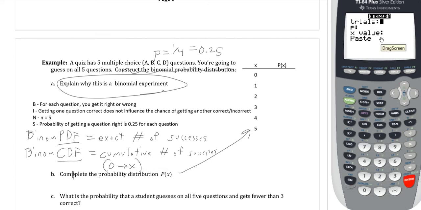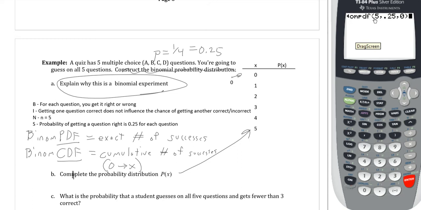So Binompdf. When you open Binompdf, you probably have the wizard. If you do not have the wizard, you're going to follow the same 3 prompts, but just put commas in the middle. So first, put the number of trials. In this case, we have 5 questions, so we have 5 trials. The probability of success for each, which is P, is 0.25. And the X value is going to be how many successes we want. Well, I want to fill out the first row, which is 0 successes. So I want 0. And I'm going to paste that.